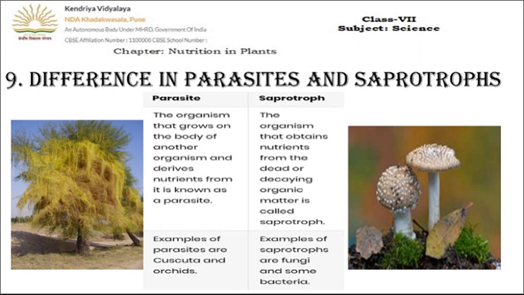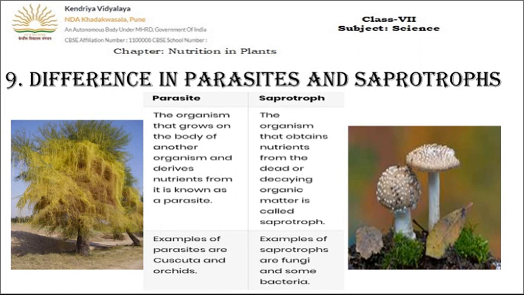So the plant on which the parasite is present is the host body, and the plant which is present on the host body is called the parasite. Examples are cuscuta. Cuscuta is the parasite which is present on other plants. Then some of the orchids. Orchids are climbers which are present on other tall trees, so they are also parasites.